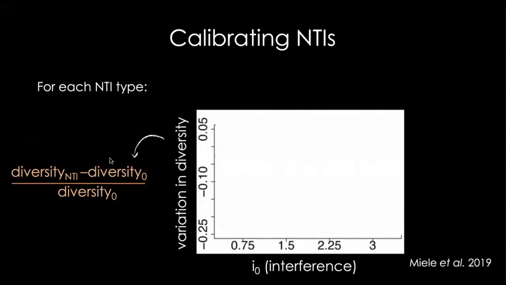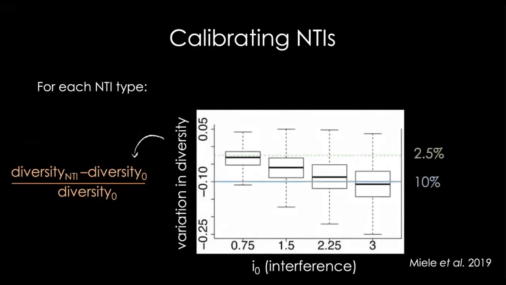So we can plot this term as a function of the intensity of the non-trophic interaction. And in this case, for example, we get this. So as interference increases, we get less and less species in the network with non-trophic interaction compared to the food web.